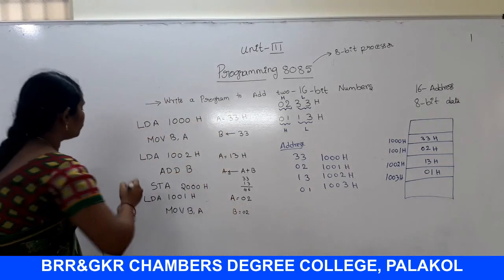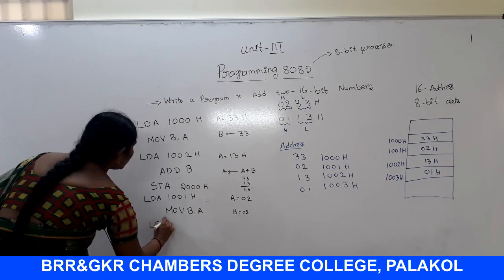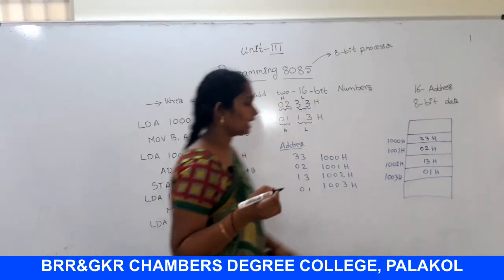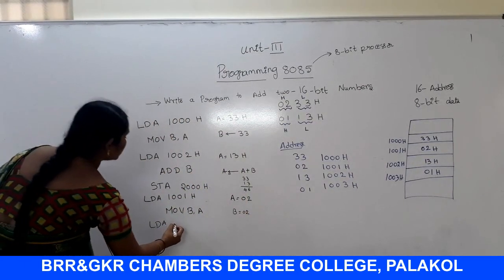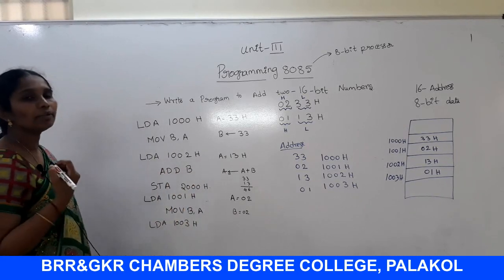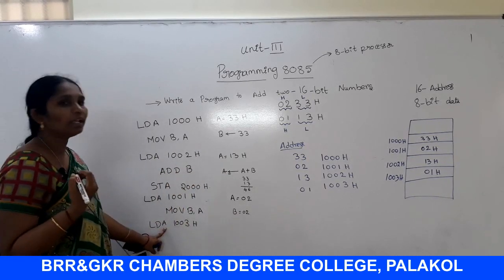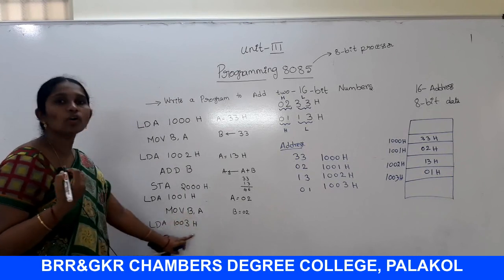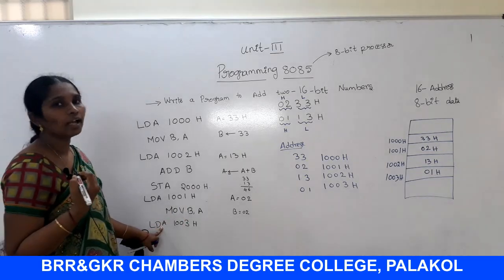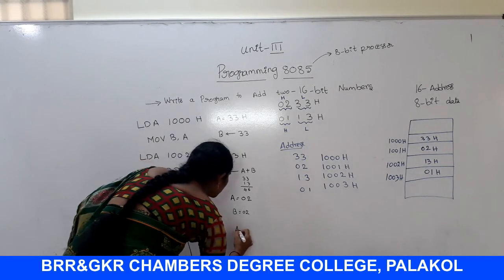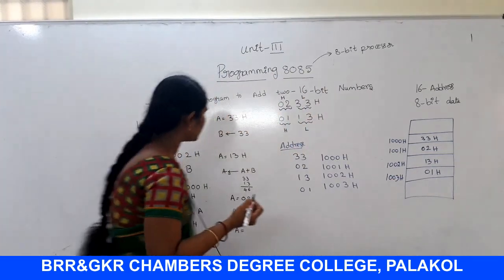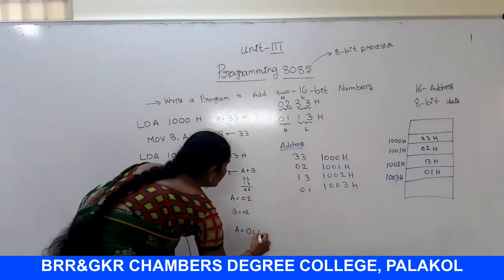And after that we have to load another instruction, that is LDA 1003H. What is the meaning of this instruction? The accumulator is loaded with the contents in this address location. So here A is equal to whatever the contents are there, and those contents are 01H here.